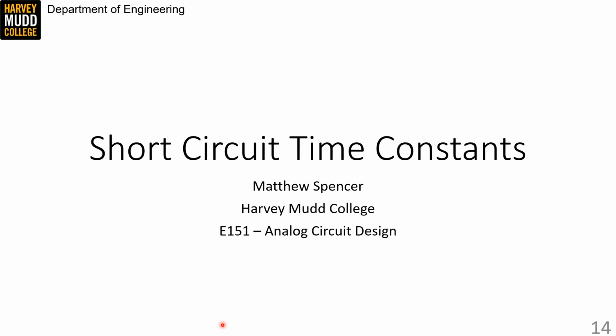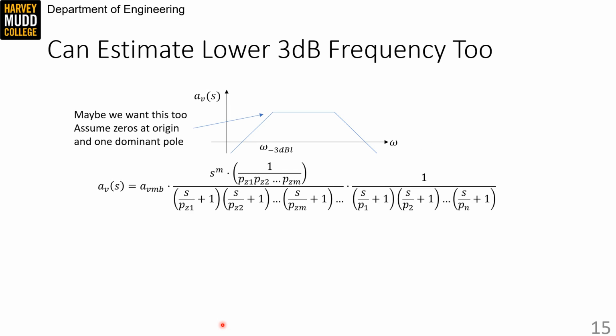In this video we're going to retread our OCTC derivation with a slight twist to learn how to calculate the dominant low-frequency pole location. We'll find that pole location using a variant technique called short-circuit time constants. Okay, so I've replicated our midband approximation here, and I've noted that we only really care about our dominant low-frequency pole location for estimating our low-frequency bandwidth.